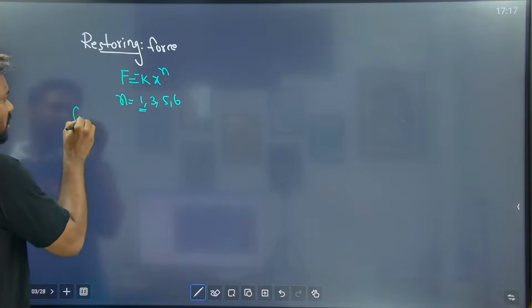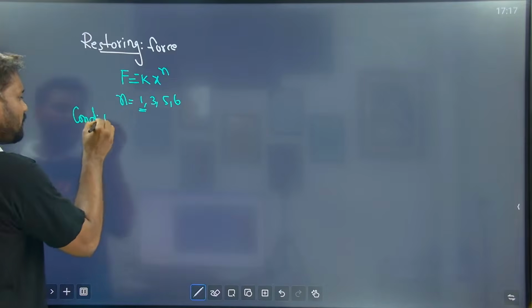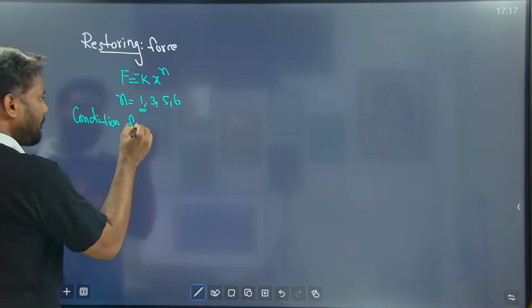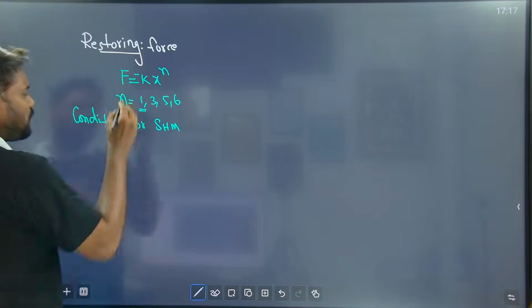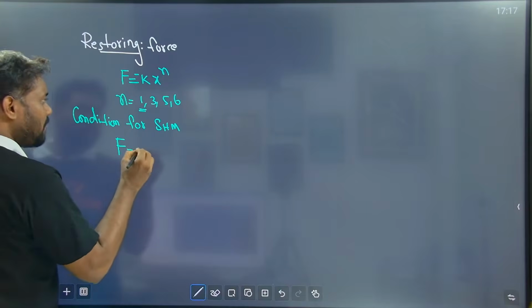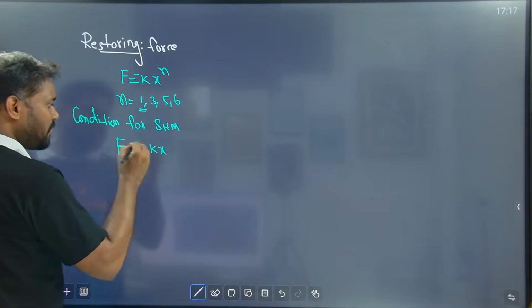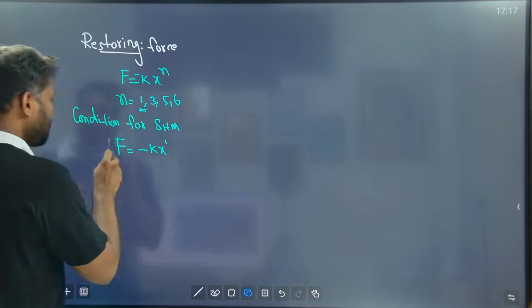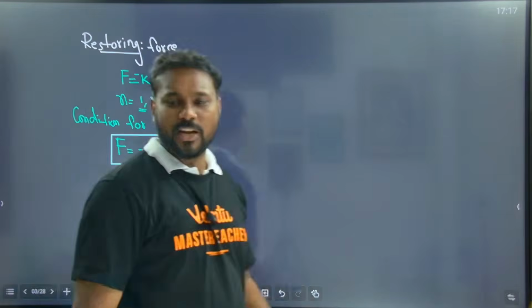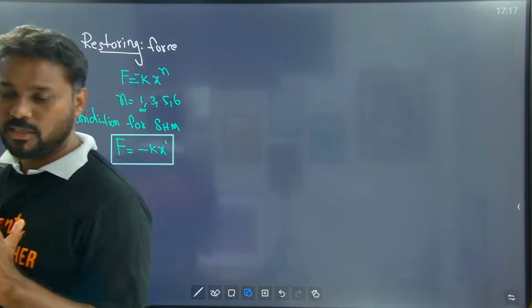Very important condition for simple harmonic motion. We can say F is equal to minus k into x. This is very important for simple harmonic motion. This is an idea you must know clearly. Are you getting my point? Very important thing. Is it clear?